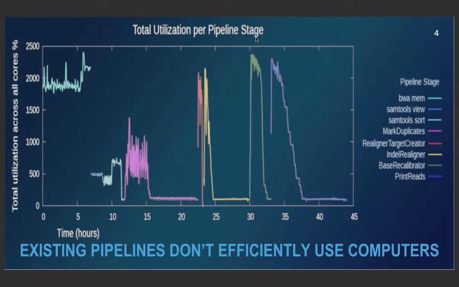Much of the time, the CPU cores are actually idling, waiting for disk access or waiting for memory access to be able to continue their execution. So the pipeline does not efficiently utilize the actual available hardware infrastructure. And we need to improve this utilization efficiency to be able to get a better execution time.